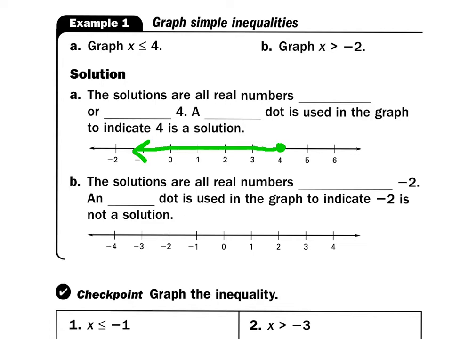B, graph x is greater than -2. This time x cannot be -2. It can be real close to -2, like -1.999999, but it can't be exactly -2. So instead of making a closed dot, I'm going to make an open dot this time. And it's greater than that, so I need to color in the right side this time, going toward the greater side. I'll go ahead and do those 2 checkpoints at the bottom.